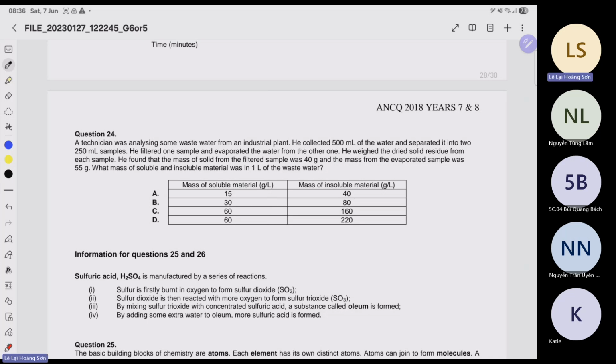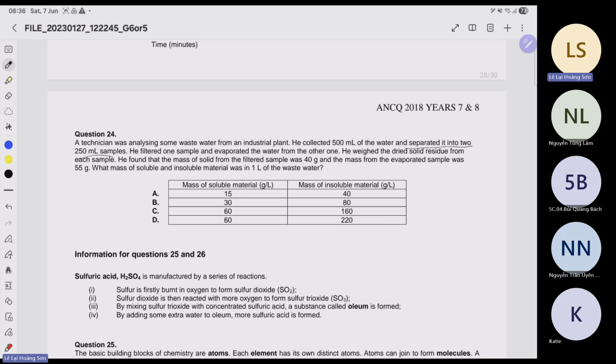A technician is analyzing some water. We have this information here: mass of soluble material, mass of insoluble material. He collects 50 milliliters of water and separates it into 2 different samples. He filters one sample, evaporates the other, and weighs the dry solid residue from each beaker.